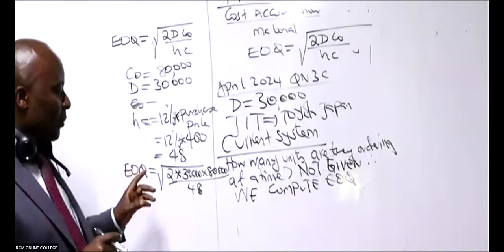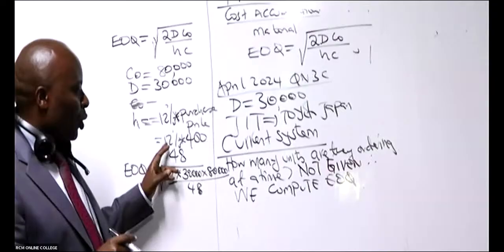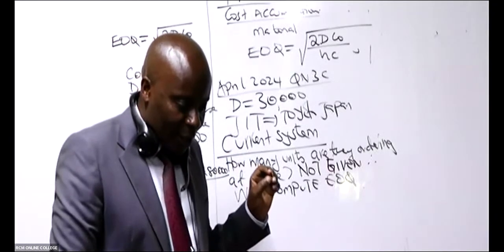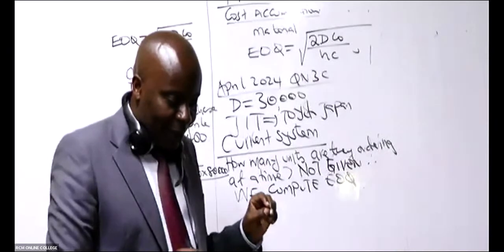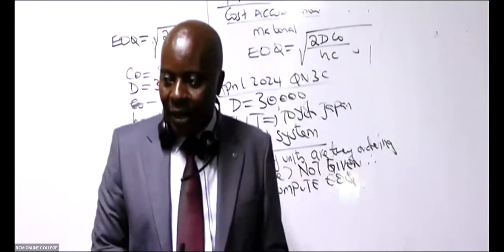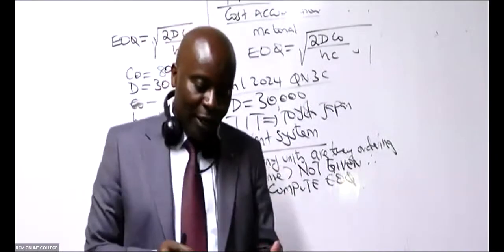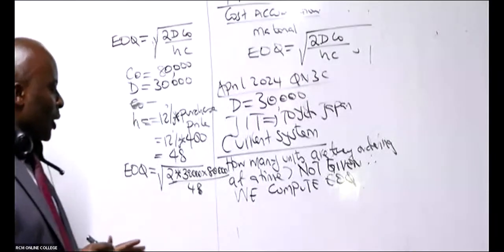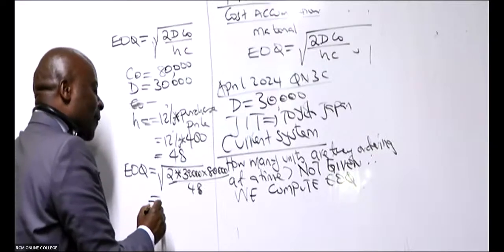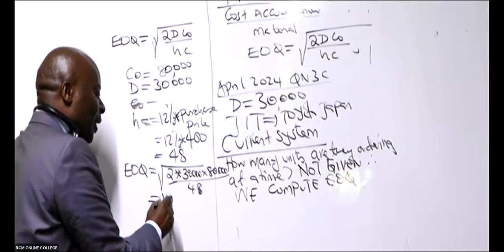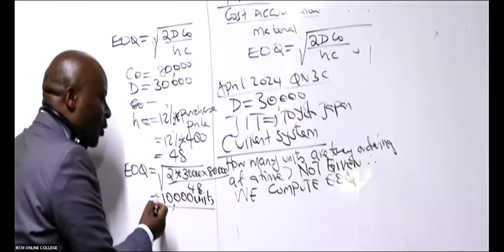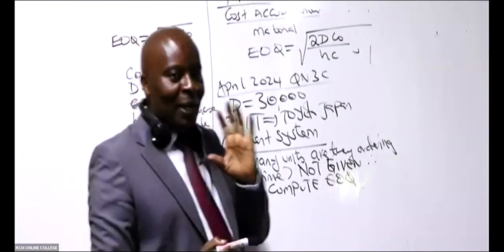This answer, they are telling me, Mwalimu, is wrong. This is supposed to be 12% of the purchase price. Is it 4,000 or 400? Look at the question: purchase cost per unit. It's 400. Thank you. So I'm correct. The EOQ at the end of the day is 10,000 units. So currently they are procuring 10,000 units every time they make an order.